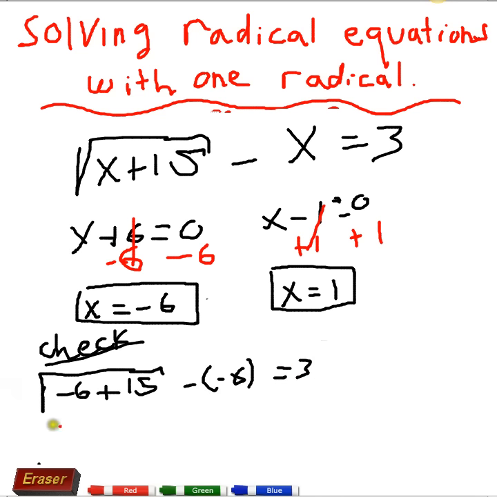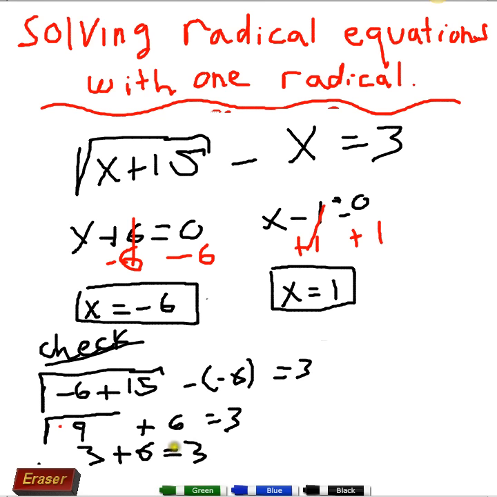So negative 6 plus 15 is going to be 9. A negative times a negative is a positive, so we have a positive 6 is equal to 3. Well, we know the square root of 9 is 3, plus 6. Well, 3 plus 6 is not equal to 3. So it is not equal to 3. So what that means is this x equals negative 6 is not a solution to the original problem.